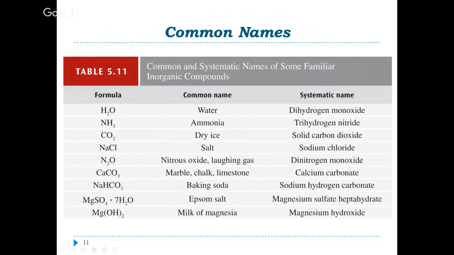We'll talk about hydrated compounds later, but what this means here, there are actually 7 water molecules that are associated within this crystalline structure for the ionic compound of magnesium sulfate. So the technical name is magnesium sulfate heptahydrate, but we just call it Epsom salts. And then magnesium hydroxide is milk of magnesia.